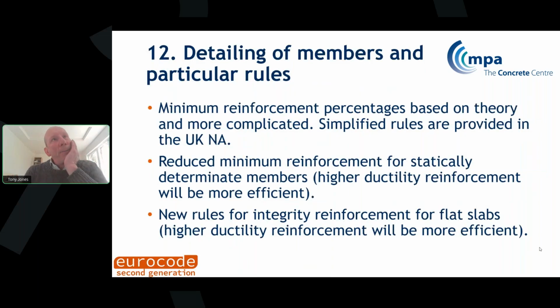There are no standard minimum reinforcement percentages. It's all based on theory now, and simply gives you the issue of making sure that the cracked section is stronger than the uncracked section effectively. In the National Annex, we do provide some simplifications to that for typical cases.